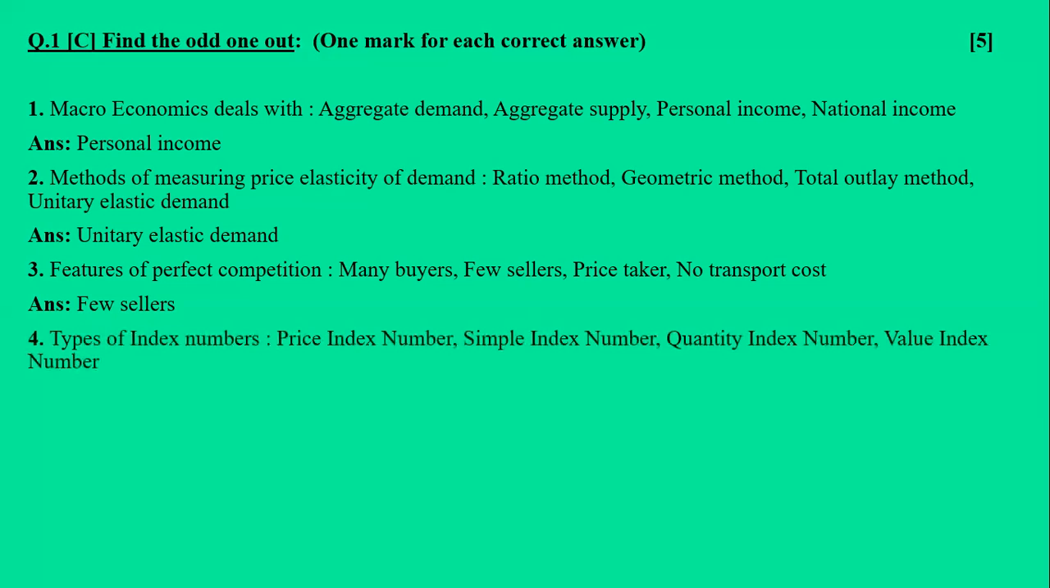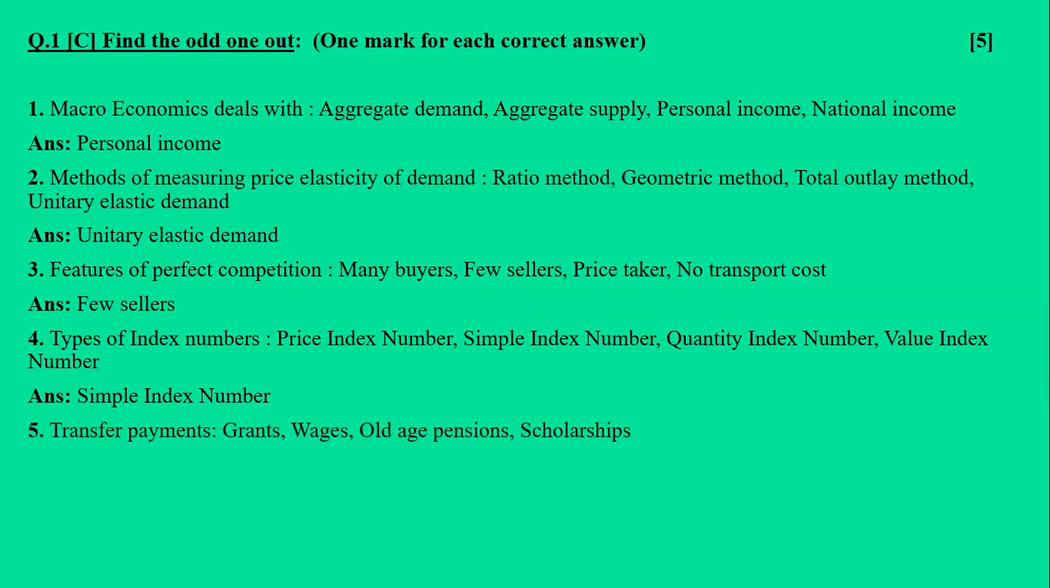Then, four types of index numbers: price index number, simple index number, quantity index number, and value index number. The odd word here is simple index number, because simple index number is a method of constructing index numbers, whereas the others, price index number, quantity index number, and value index number, are known as types of index number.